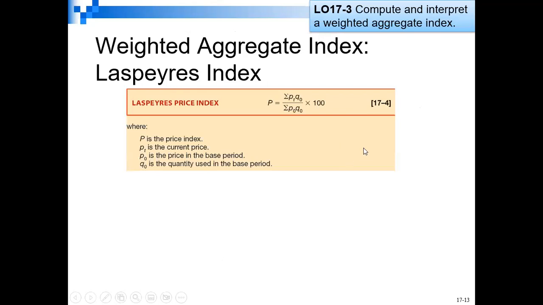Now, we come to the weighted aggregate index. There are different kinds of weighted index, and like I said, we are doing very simple indexes. There can be more complex indexes. So now you have weighted indexes. The weighted index enables you to compare, say, costs or prices from one period to another based on the importance of each item.